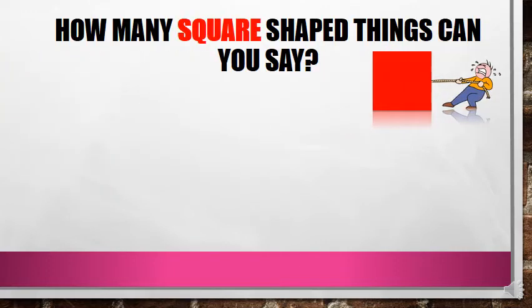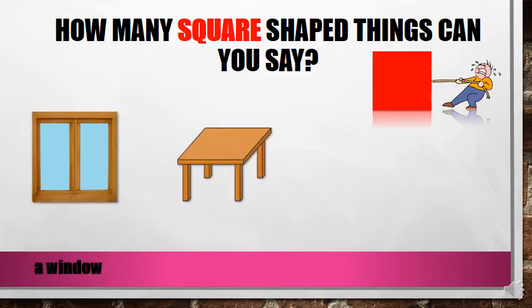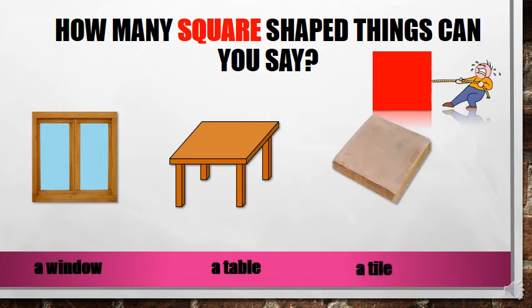How many square-shaped things can you see? This is the window, this is the table, and this is the tile. You have to count and you have to tell me how many squares.